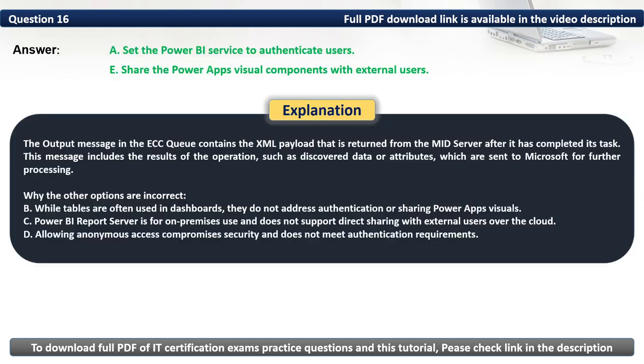The output message in the ECC queue contains the XML payload that is returned from the MID server after it has completed its task. The message includes the result of the operation, such as discovered data or attributes, which are sent to Microsoft for further processing.